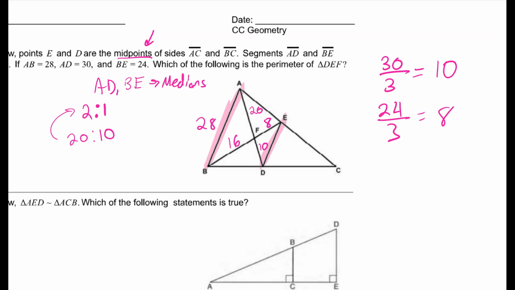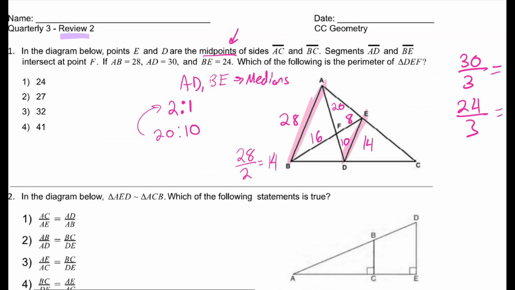So I'm going to compare that to AB. Because these triangles are similar, all the sides should be in that same 2-to-1 ratio. So if AB is bigger than ED, I could just take half of the larger side to find the length of ED, to ensure that that's still a 2-to-1 ratio. 28 to 14 is still 2-to-1. And when I add up those side lengths, 10 plus 8 plus 14, I find the perimeter is 32.